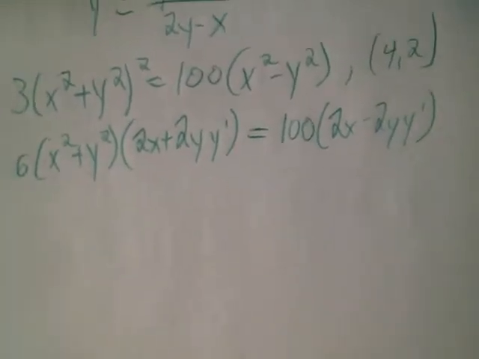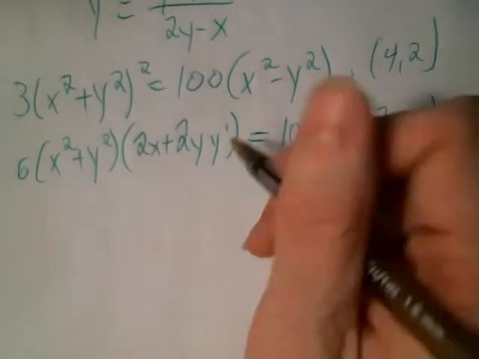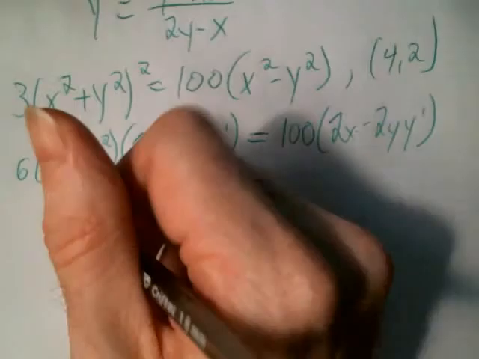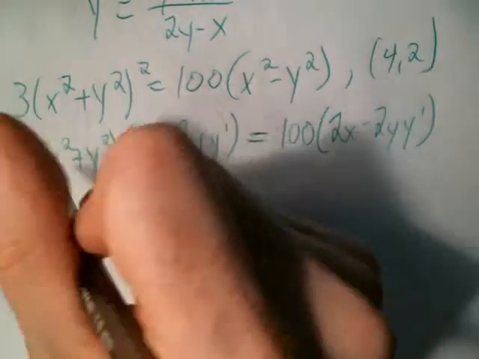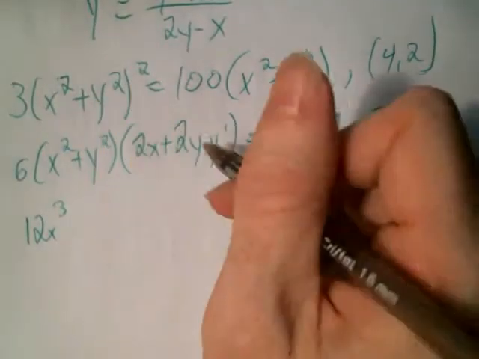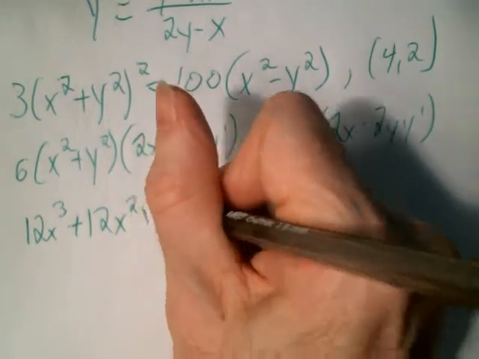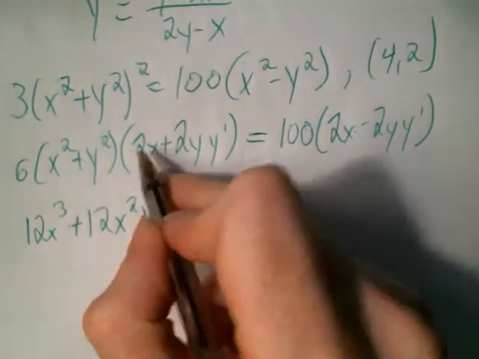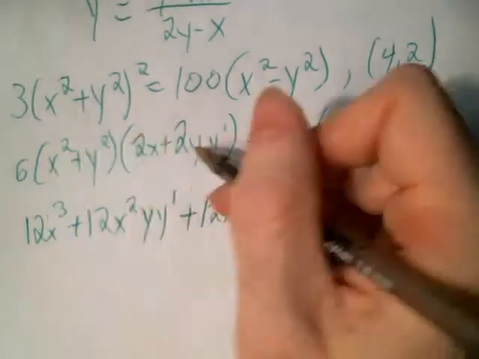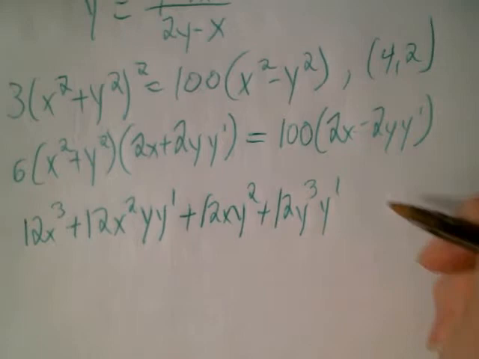I want to collect all the y primes together, so I'm thinking I'm probably going to have to FOIL this thing out. It doesn't seem like there's any nice way to say it, right? So let's go ahead and FOIL it out and see what we get. So it'd be 6x squared times 2x is 12x cubed. 6x squared times 2y prime plus 12x squared y prime plus 6y squared times 2x is 12x y squared plus 6y squared times 2y prime is 12y cubed y prime.